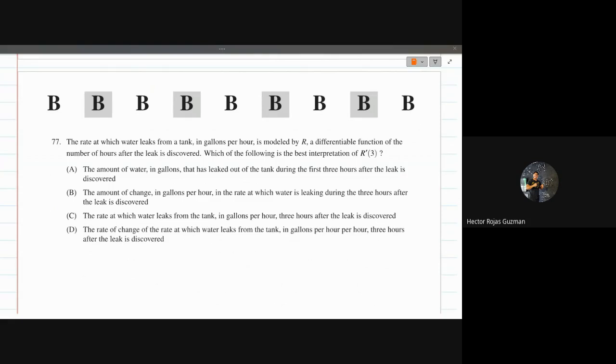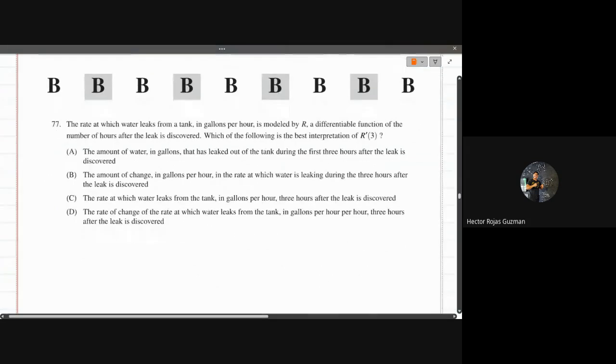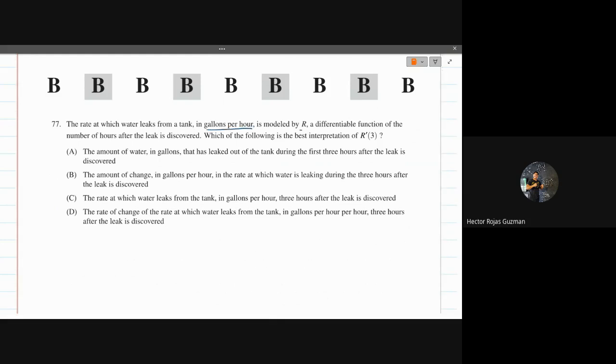Number 77. The rate at which water leaks from a tank is given in gallons per hour. It's modeled by R. What's the meaning of R prime? Here's the thing you've got to know going into this question. Since R is a rate and the units are gallons per hour, that automatically means R prime is going to be another rate, but it's the derivative, so it's going to be gallons per hour per hour, or per hour squared.